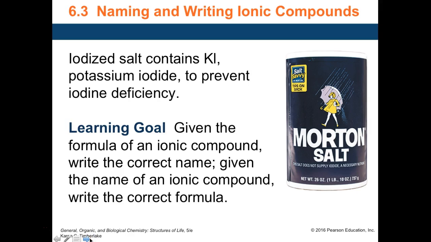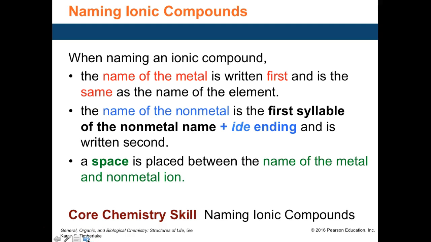So how do you name and write ionic compounds? You start out by writing the name of the metal. This is KI, is potassium, and this is called a binary compound because there are just two elements, the metal and the non-metal, and so this is named potassium iodide. So you start by naming the metal first, with the same name as the element, and then the non-metal with the suffix "ide". All right, and there's a little space between the name of the metal and the non-metal.